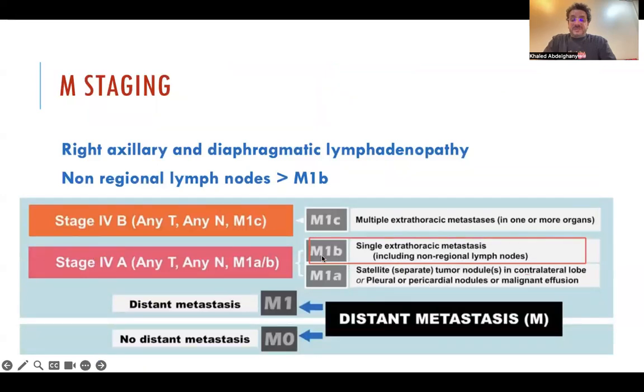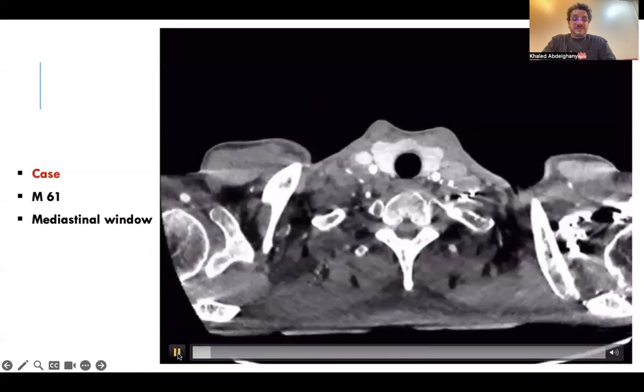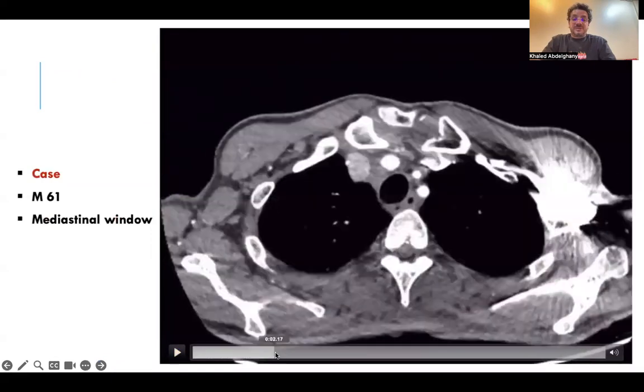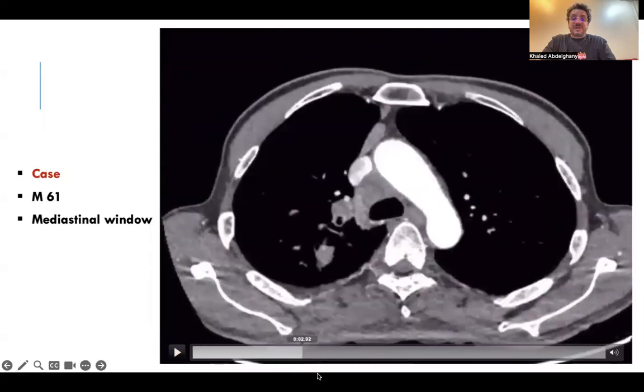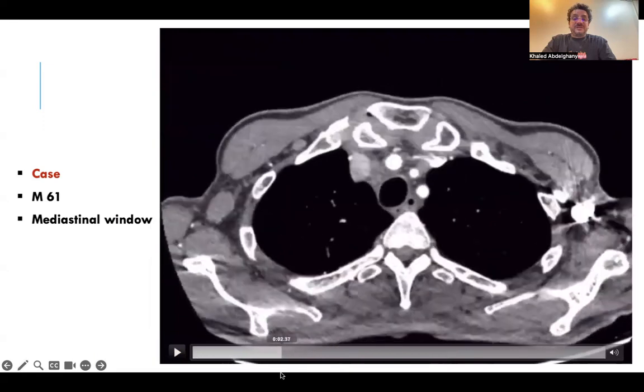Regarding M1B, let us talk about our case. Here in the mediastinal window, we talked about the regional lymph nodes and the nodal staging before. What we can find here is presence of right axillary lymph node enlargement, which is considered M1B.